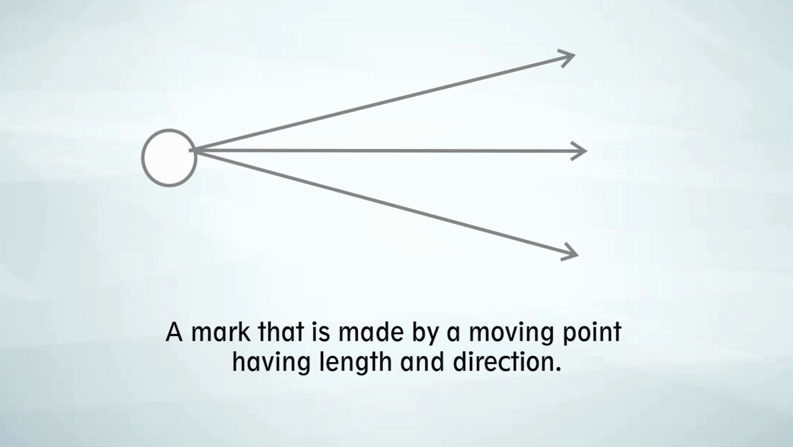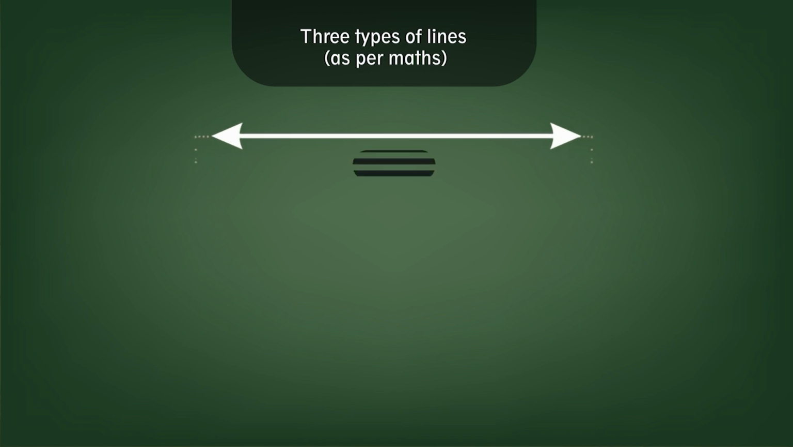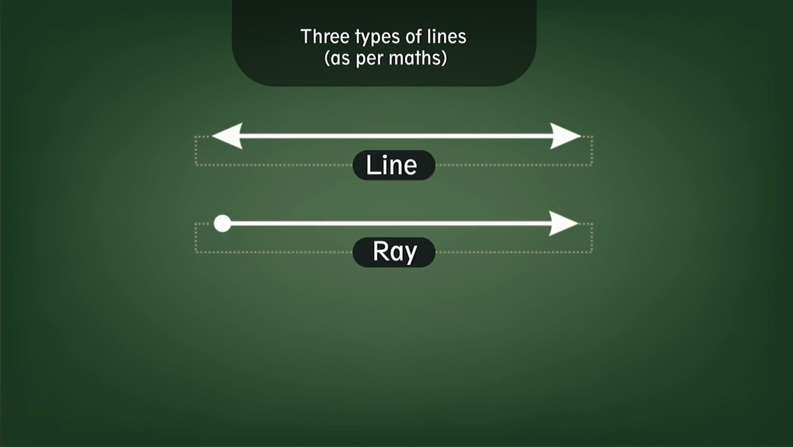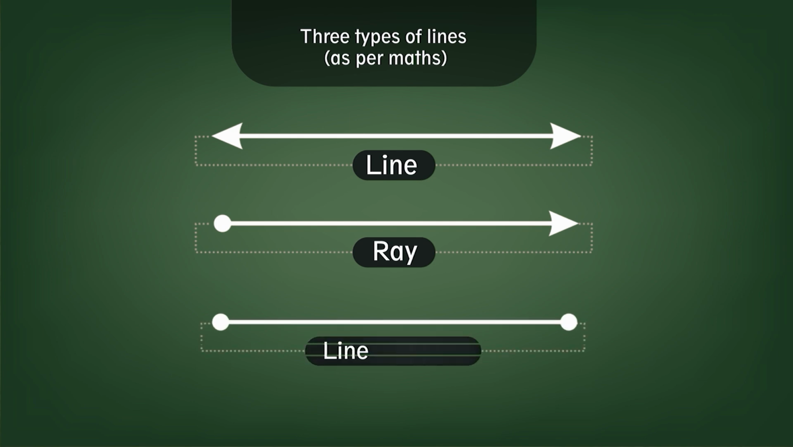The basic definition of line could be referred to as a mark that is made by a moving point having length and direction. In mathematics, we refer to three types of them. One, which is boundless, is referred to as line. Other, bound by a single endpoint, is referred to as ray, whereas the third, bound by two endpoints, is referred to as a line segment. But in design, we only refer to line because line forms the most important and the basic part of any design.